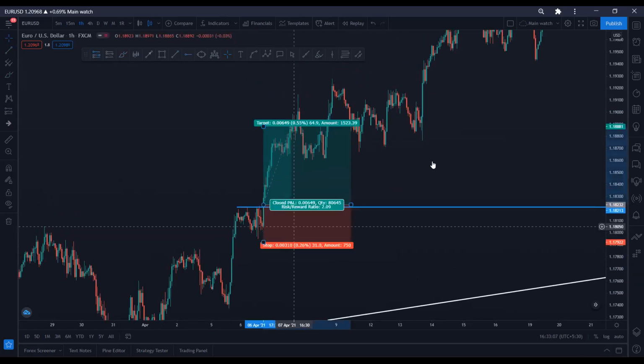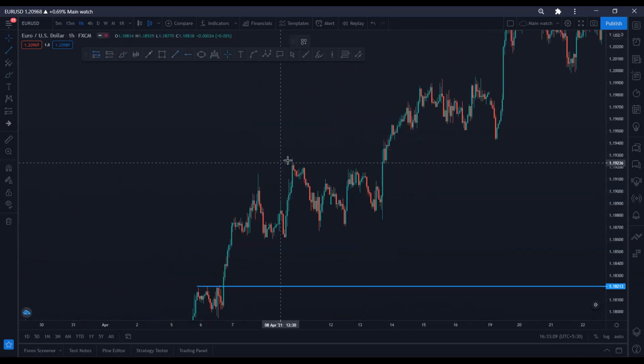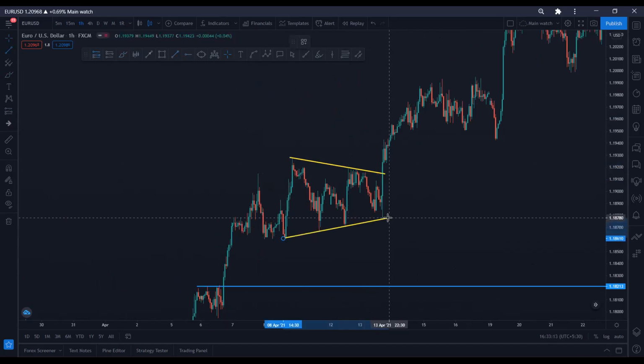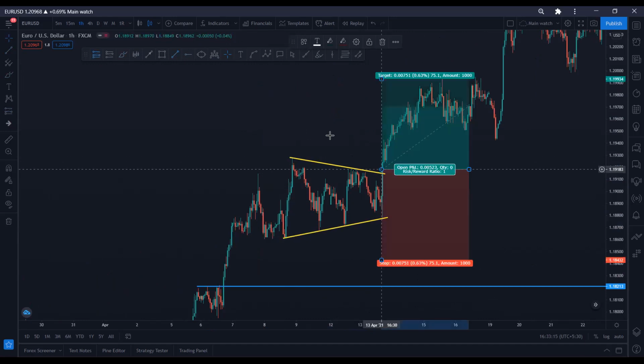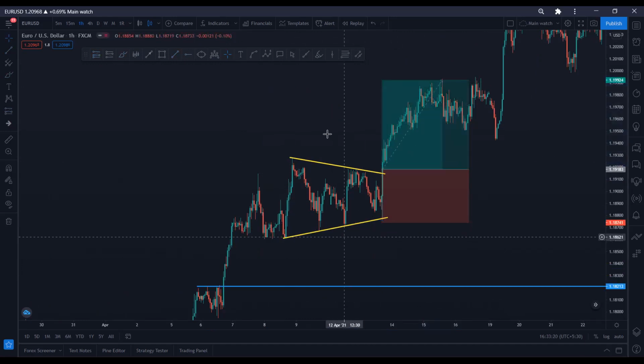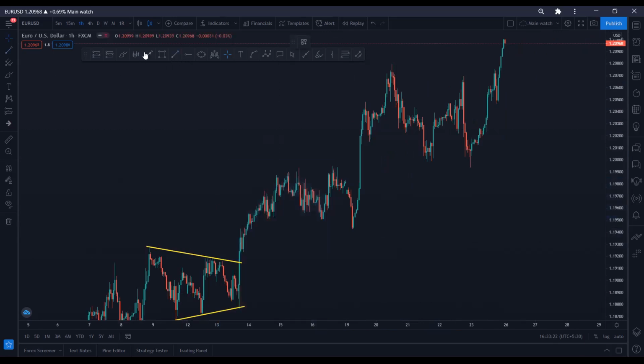Whenever the price breaks, what about in this? In this also the price broke. You entered, hit target. In this also.